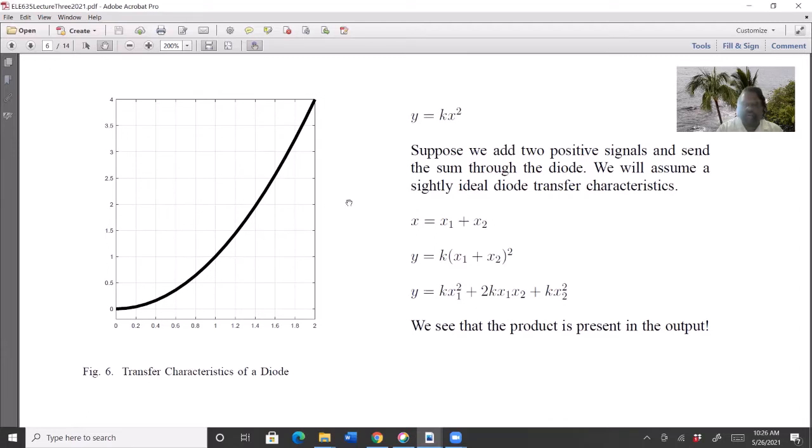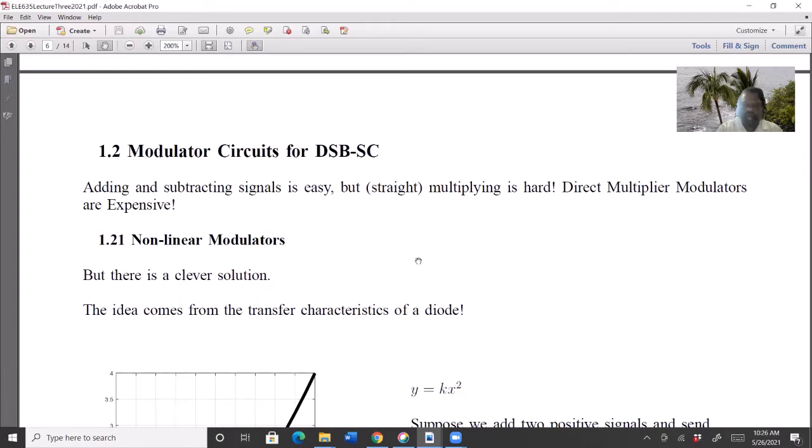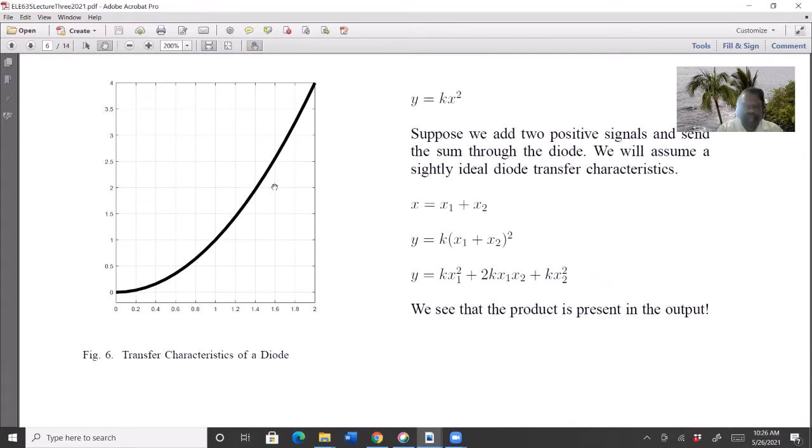Okay, so I'm going to show you, in reality, the transfer characteristic of the diode is slightly more complicated than this. I am sure sometimes you even modeled it with a straight line. That's really an approximation. But here I am going to approximate it with something slightly better. Let us assume this curve is a parabola and that it goes through the origin. So then we can write y is equal to kx square.